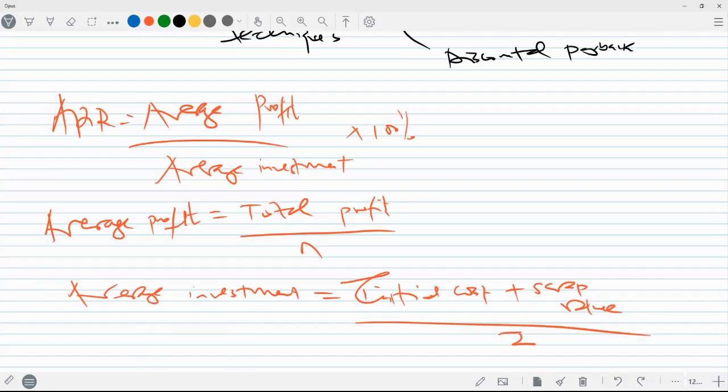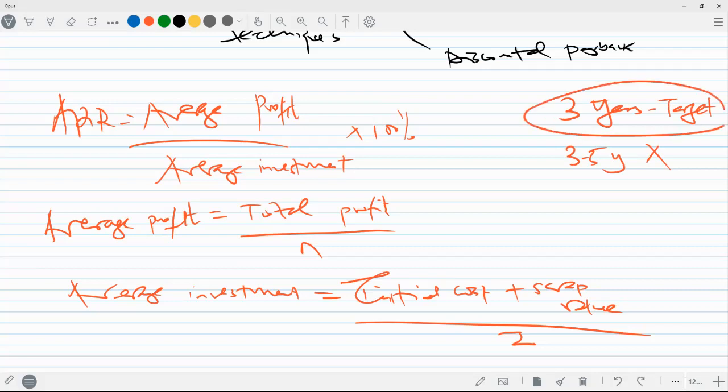On the payback, just to go back to it, how do you know whether you're going to invest or not? We compare with the target. The company will have what we call the target payback period. If the target is, let's say, 3 years, and this investment pays back in 3.5 years, then we reject it. Why? Because it's paying beyond the target. The target is that it must pay back within 3 years.